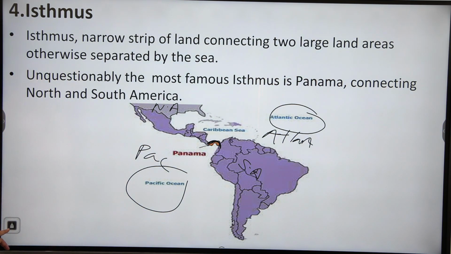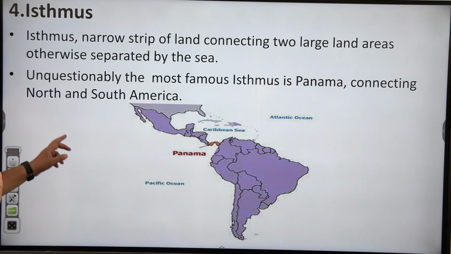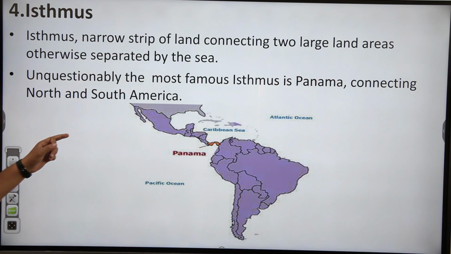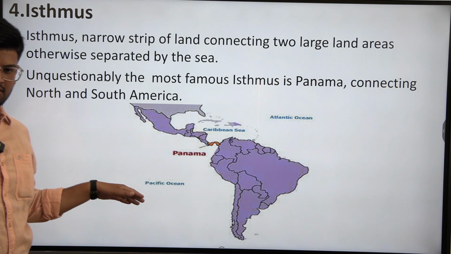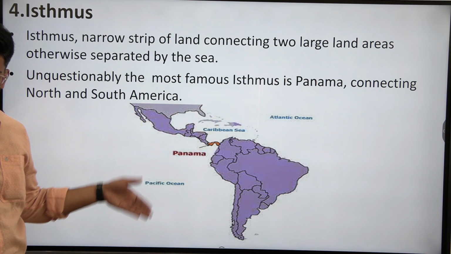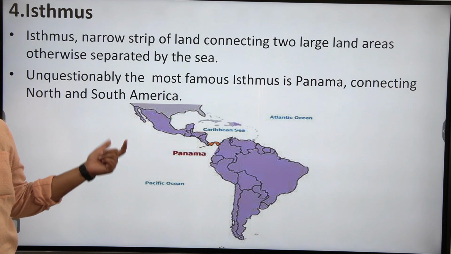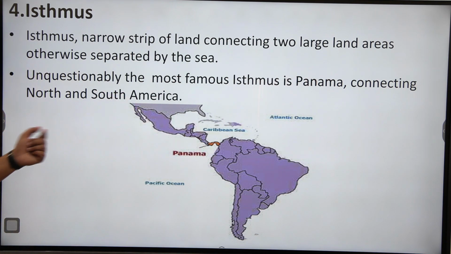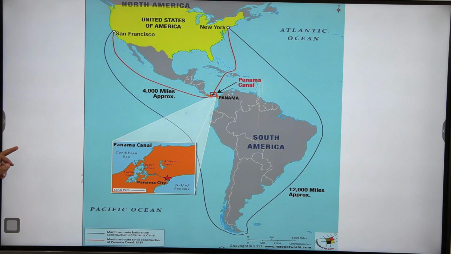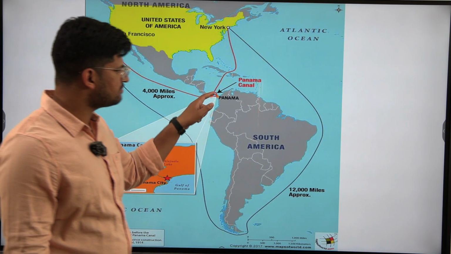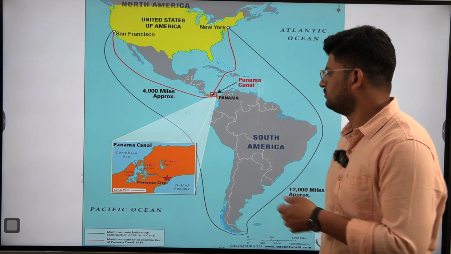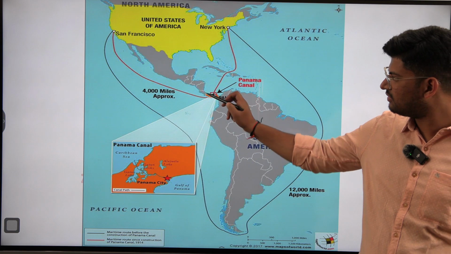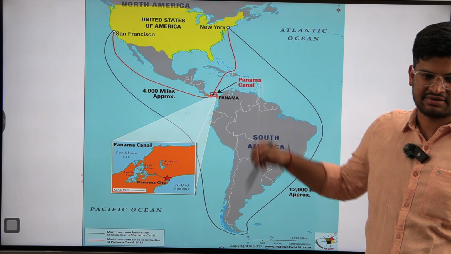Okay. So an isthmus is a narrow strip of land connecting two large landmasses. If there was no Panama, they would have been separated by a water body. But there is a small landmass called Panama, and there is a country called Panama there. Okay. This is Panama. Earlier they used to travel all the way around South America. Now they have dug a canal, so they can easily trade between these two.